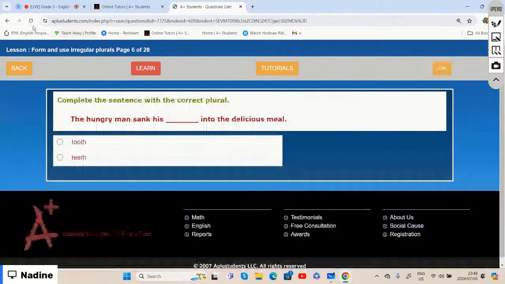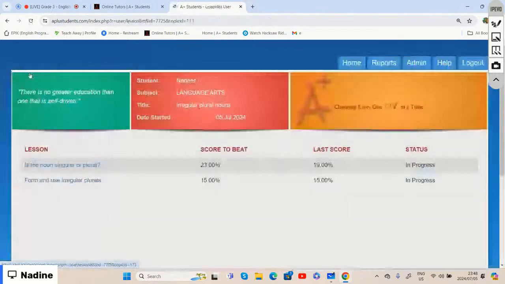All right, so this is now the end of our lesson on irregular plural nouns. Remember, we said that nouns are words that name a person, place, animal, or thing. With regular plural nouns, we add s to show that there's more than one. But with irregular plural nouns, the wording changes, so we do not follow any rules. You're just going to have to remember the plural form of the noun.